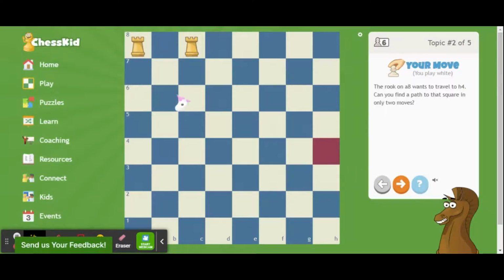So our next question is, this rook on A8 wants to travel to H4, which is this area. So we need to find a path to this square in only two moves. Pause to find out the answer. If you guessed it as this move, which moves the rook on the A file from A8 to A4, then you're right. After this, we'll be moving this rook to H4.